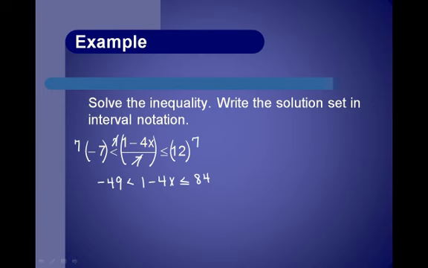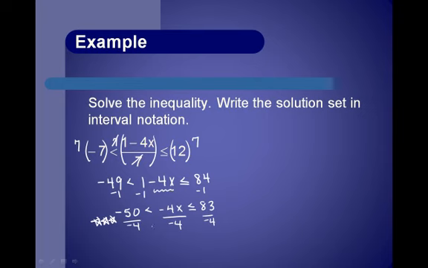Now we want to try and get just the x term in the middle, so we're going to subtract 1 from all three pieces. So we get negative 50 is less than negative 4x is less than or equal to 83. Now we're going to divide all three sides by negative 4. Not only are the numbers going to look sort of ugly, but remember we're dividing everything by a negative, which means we're going to have to flip the sign.